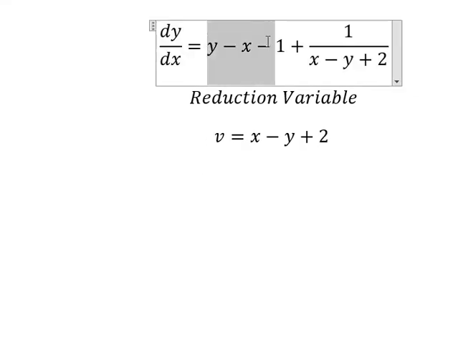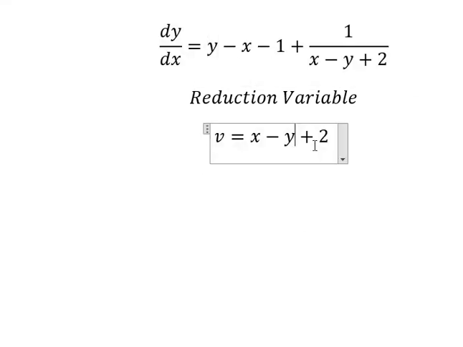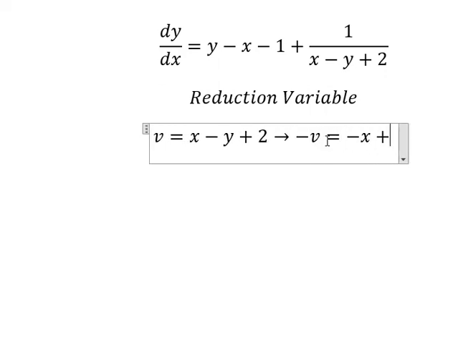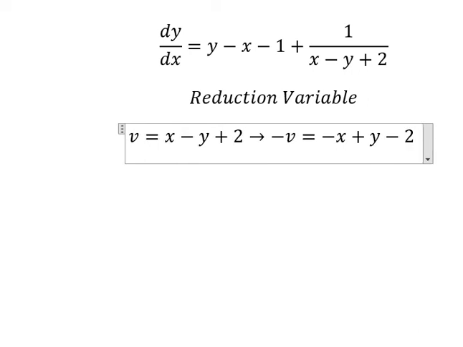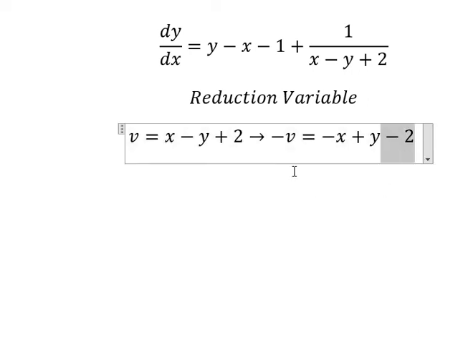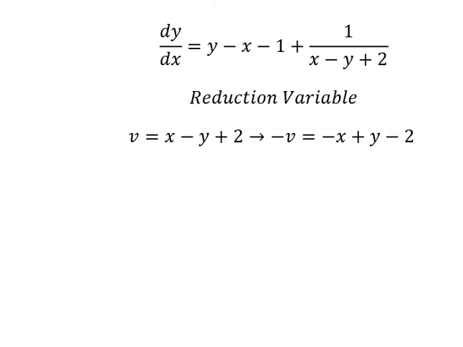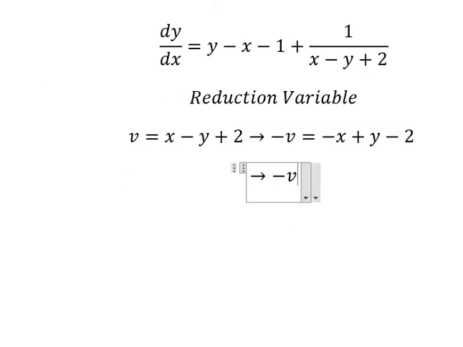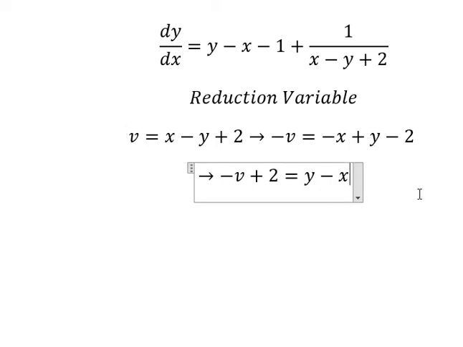So this one we have y minus s. So we put the negative for both sides. And we have negative v equals to negative s plus y minus number 2. So we put negative number 2 to the left. And now we have negative v plus 2 equal to y minus s.